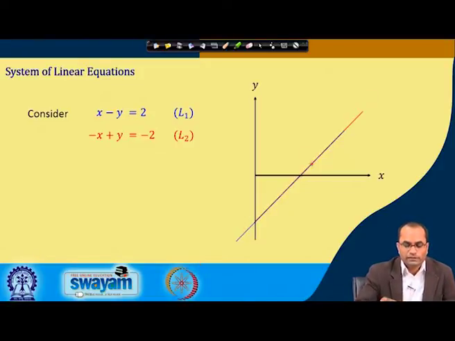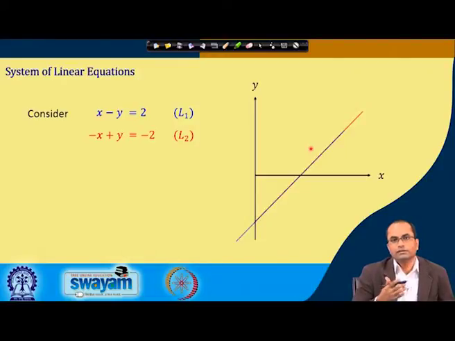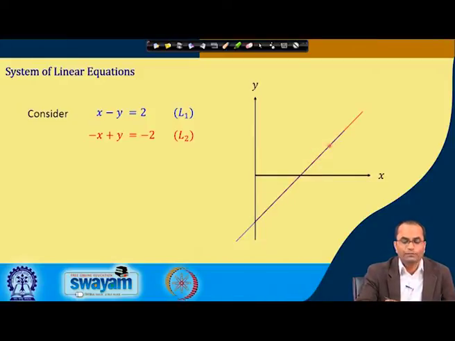The red line is sitting over the blue line here. So, these two are the same lines, and now naturally any point we take on this line, I mean they are the same line. So, we can take a point here on the line, and that will satisfy both the equations.